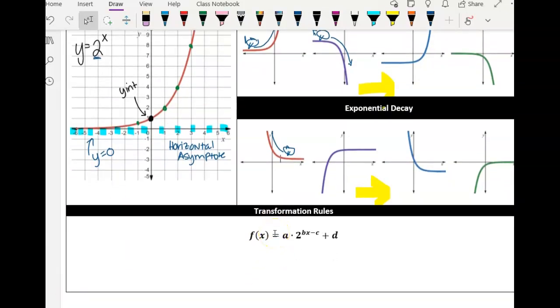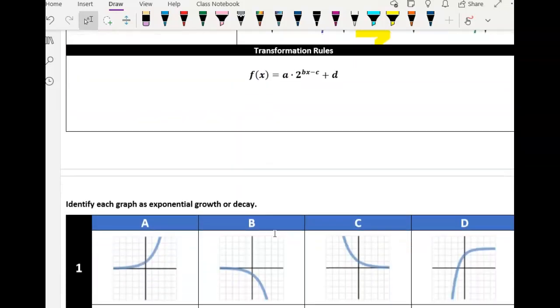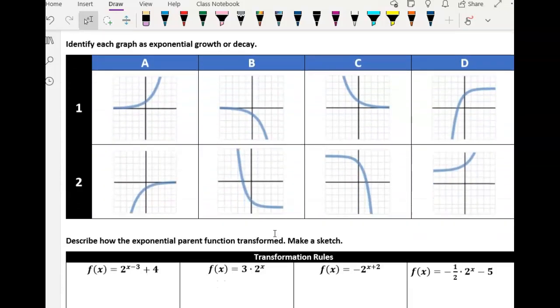All right. So that would help you out if you wanted to go over here and just pause the video real quick and take a look at the graphs and determine if they are growth or decay. When you're ready, press play and come back and see how you did.